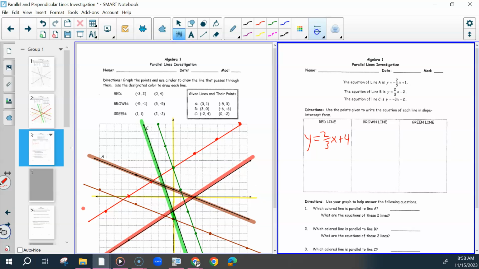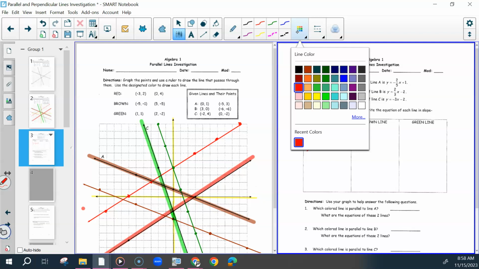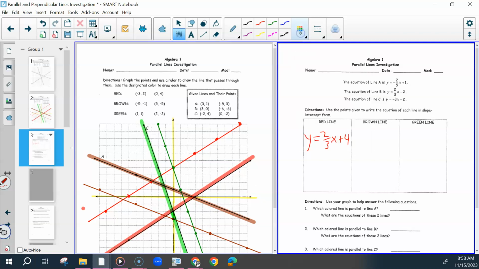The brown line is going down 2 to the right, 1, 2, 3, 4, 5. So slope of -2/5. Y equals -2/5 x, and I'm going to make this bigger here in a second. Y-intercept of +1. The green line also had a negative slope, going down 3 to the right 1. Y-intercept 4.